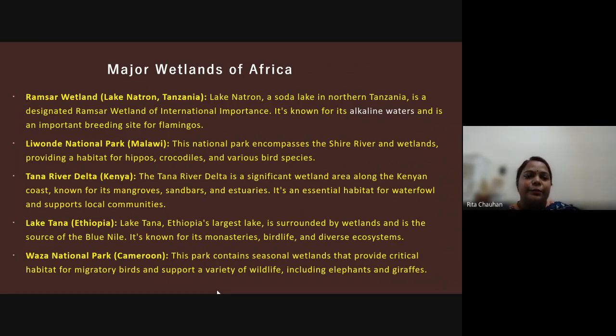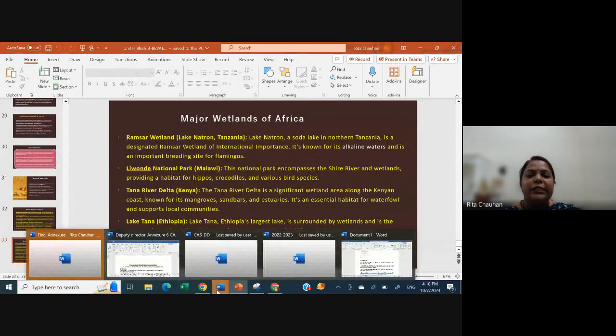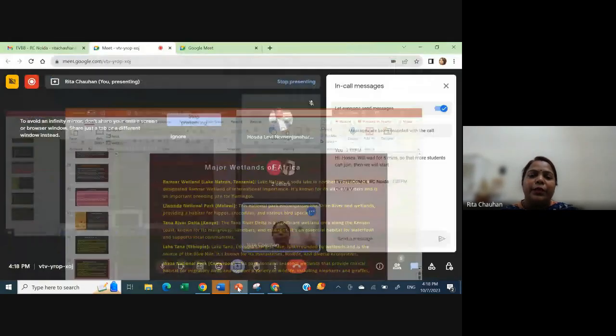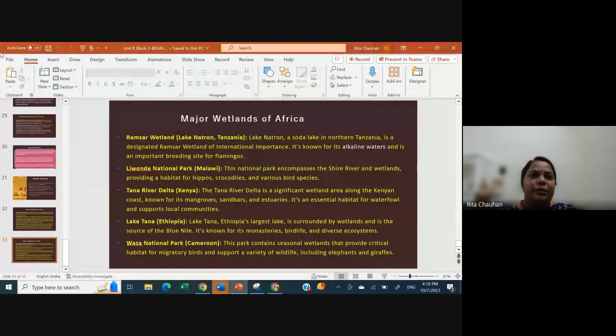Then in Ethiopia, Lake Tana is there, which is known for the Blue Nile. Then Waza National Park in Cameroon also has a good amount of critical habitat for migratory birds and species. So this is the end of Unit 8.